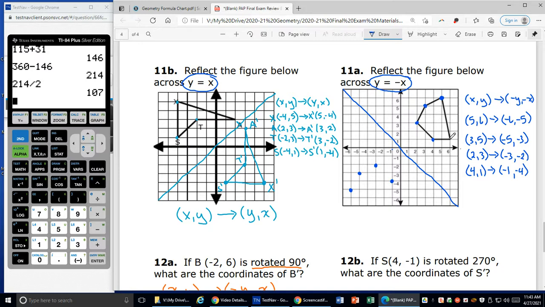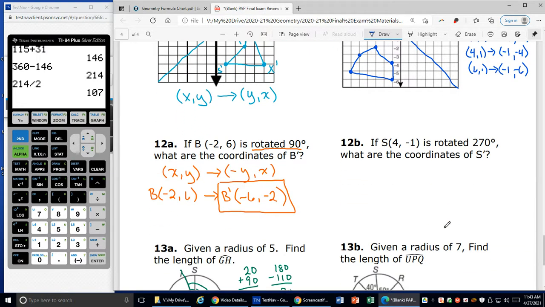Okay, and last but not least, this point here, which is at 6, 1. The opposite of y is -1. The opposite of x is -6. -1, -6. So here is my new image. Pretend that's a straight line. All right, there we go. I have been reflected across the line y equals -x.